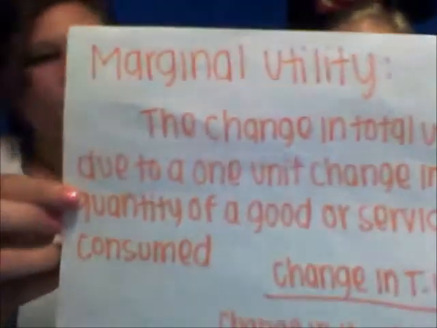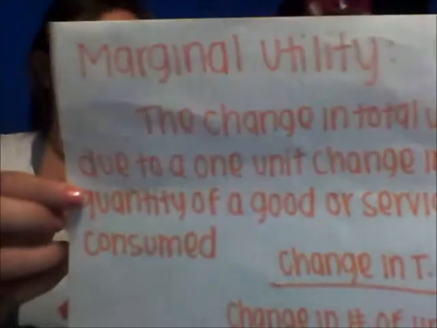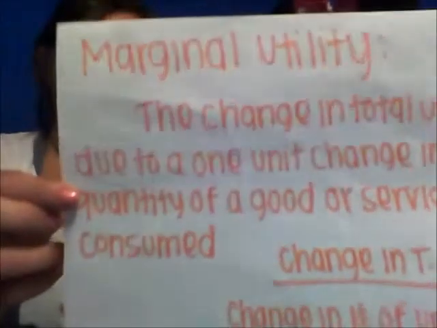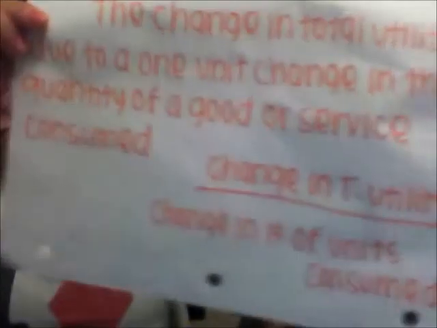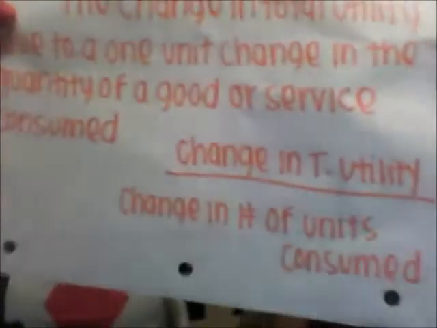So we're going to figure this out by going over marginal utility. Marginal utility is the change in total utility due to a 1 unit change in the quantity of a good or service consumed. And we have our little equation down here of how you can figure that out: the change in total utility divided by the change in the number of units consumed.